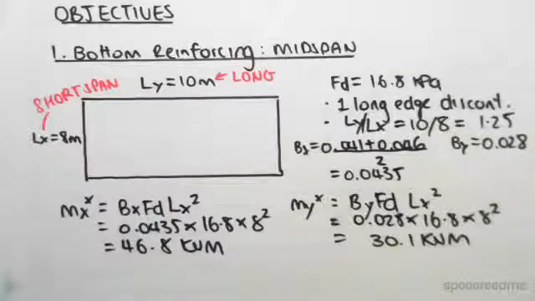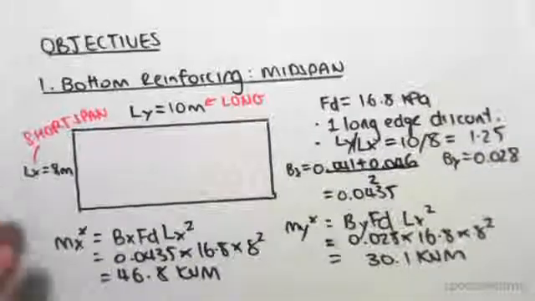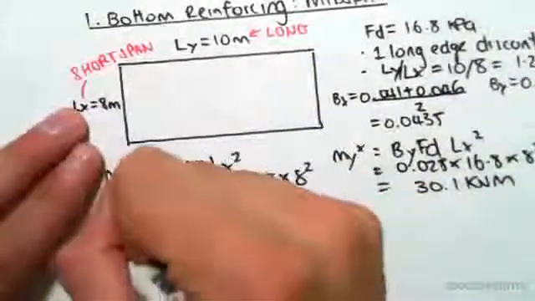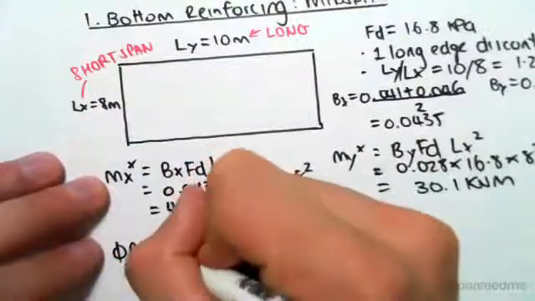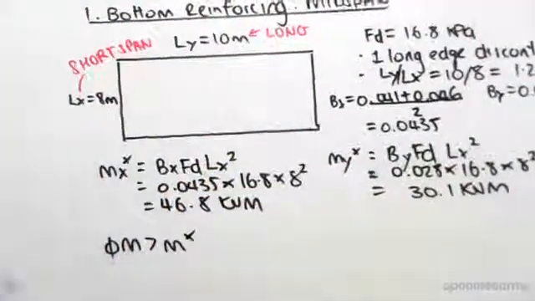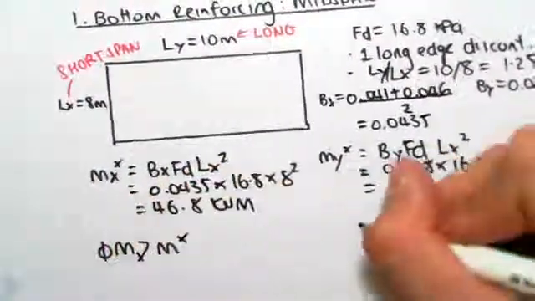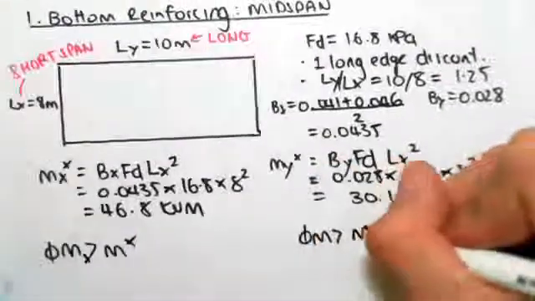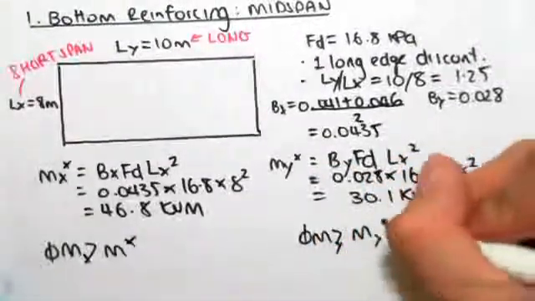Hey guys, I'm continuing straight on from the previous video. So now I'm going to be looking at the area required per meter. The way we do that is we look at the moment having to be greater than the design moment. That's in the X direction, and we're going to be doing the same in the Y direction.